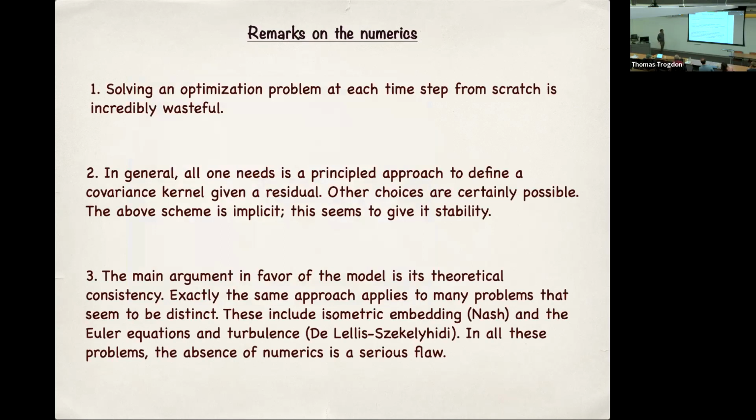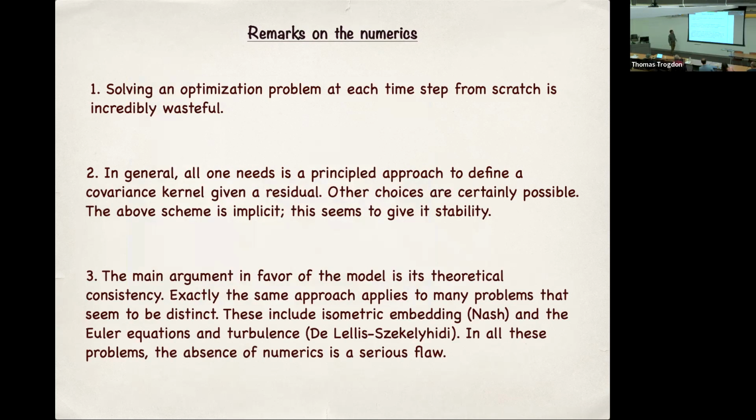So here are some issues. Solving an optimization problem at each time step with this kind of off-the-shelf solver without using any of the information that you've got is clearly incredibly wasteful. But there are optimizers in the audience. I'm not one of them, but that's something that we need to figure out.